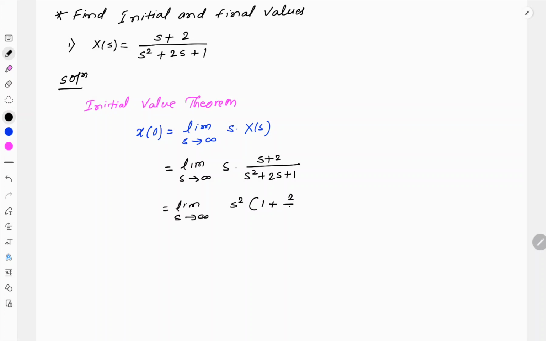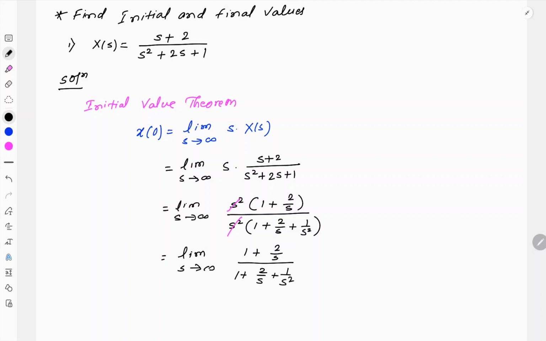1 plus 2 by s divided by, in the denominator also we have taken s square common, so that s square can be cancelled out. So the remaining term is 1 plus 2 by s plus 1 by s square. Now in this case we can cancel out this s square. The remaining equation becomes limit s tends to infinity (1 + 2/s) upon (1 + 2/s + 1/s square). So simply apply the limits.